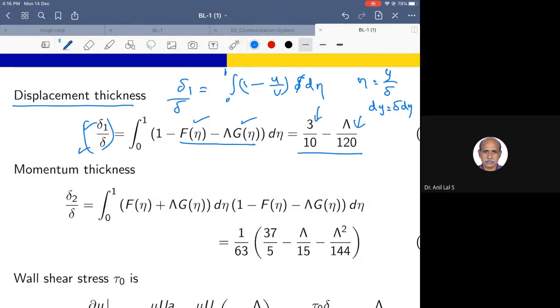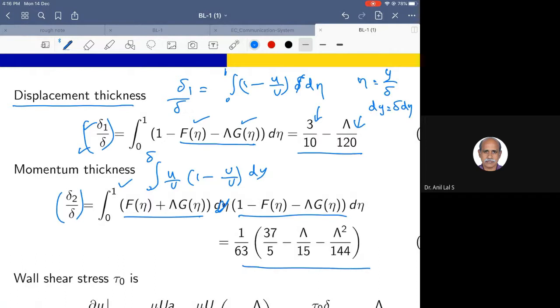Delta 2 by delta is integral of u by U into 1 minus u by U dy from y equal to 0 to delta, and the variable change will make it delta 2 by delta, and the limit becomes this one, u by U into 1 minus u by U, and that upon integration will give this kind of an expression, which is also a function of lambda.